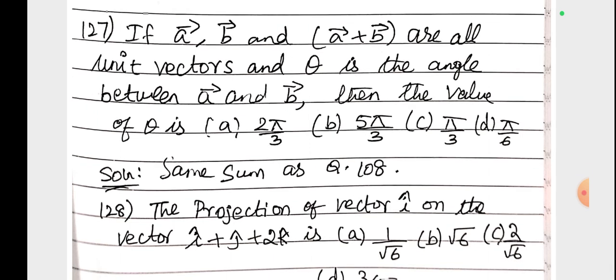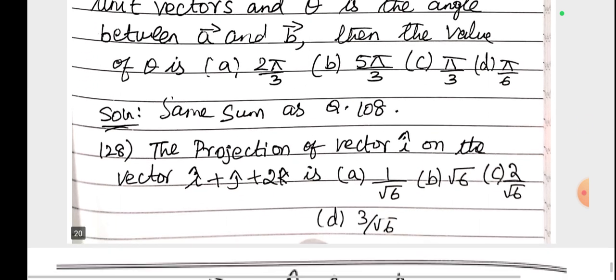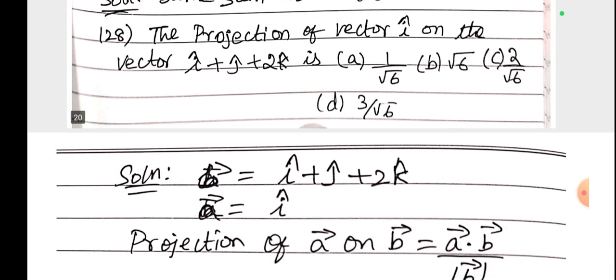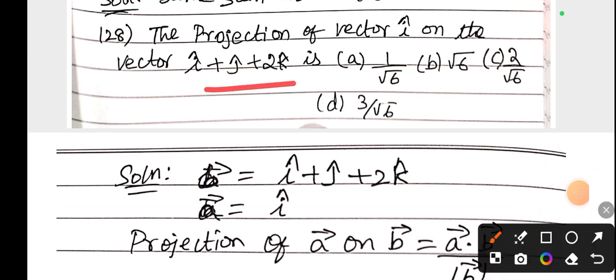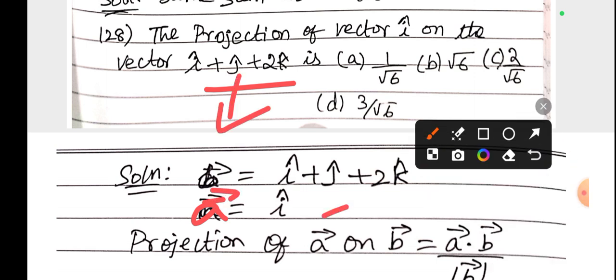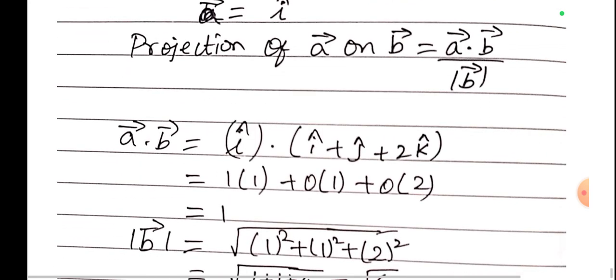So 127 is the same as the 108th question, children. Same sum. One student used to write down whatever. So the last question: projection of I cap on the vector I cap plus j cap plus 2k cap. So the projection formula: we have taken a vector as I cap and b vector as I cap plus j cap plus 2k cap.